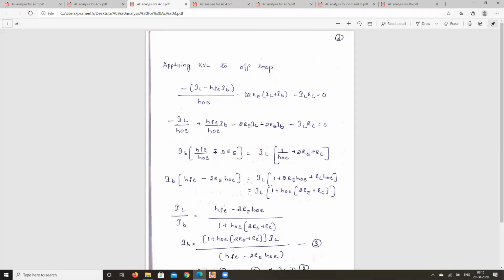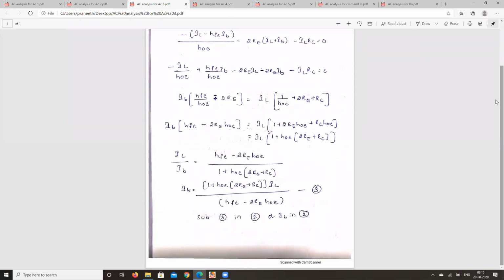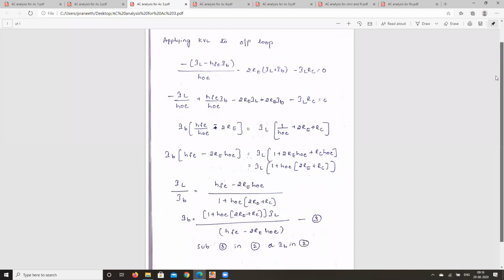After applying the KVL, we got the expression: minus of (IL minus HFE IB) by HOE, minus 2RE into (IL plus IB), minus IL into RC, equals 0. Now we have simply expanded the expression, and finally we are deriving IB by simplifying and expanding the same expression.